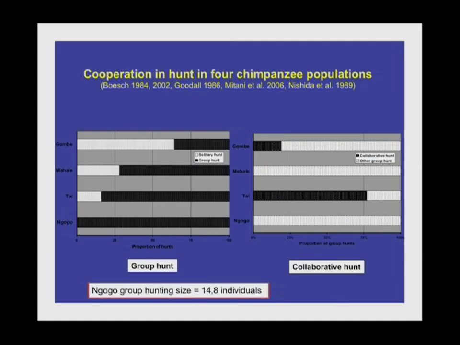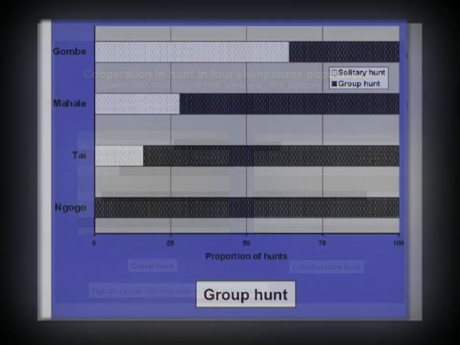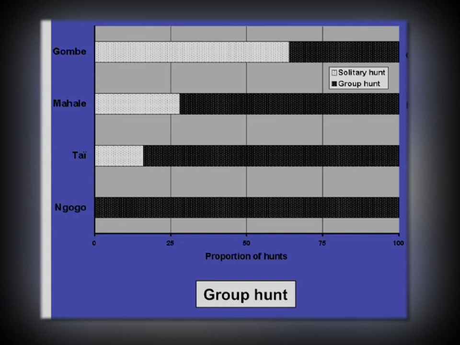Here are the group hunt tendencies of chimpanzees when they are hunting red colobus monkeys in each of these sites: the Gombe chimpanzees, the Mahale chimpanzees, the chimpanzees in Taï that I've been working with, and the chimpanzees in Ngogo, where John Mitani has been working. And you see very strong differences between the populations. In Ngogo, they hunt in a group in almost 100% of cases, whereas in Gombe they hunt in a group in only about 30% of cases. So there's a huge difference.